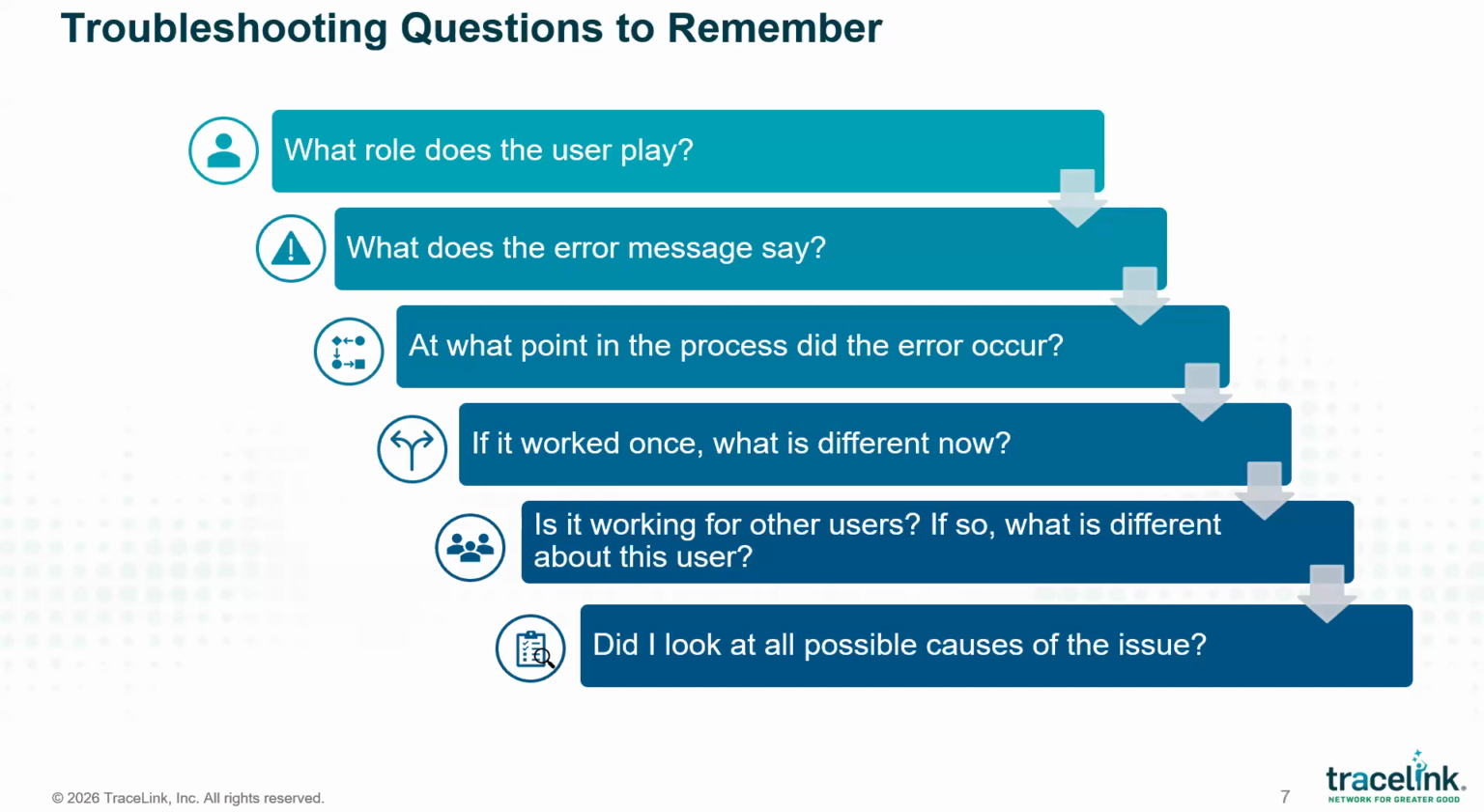Then ask at what point in the process the error happened. Did it happen at login, during navigation, or while performing a specific action? This helps narrow the administration area to investigate. If the issue worked previously, identify what's different now. Think of recent changes such as role updates, app enablement, or network configuration changes. Check whether the same action works for the other users. If it does, compare roles, permissions, and network access between users. Finally, pause and ask yourself if you have considered all possible causes before acting. This moment of reflection prevents unnecessary changes and repeat incidents.